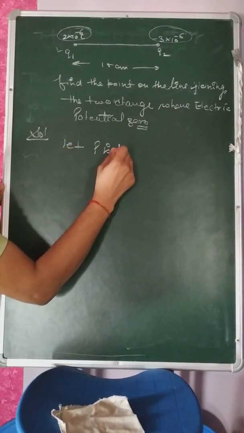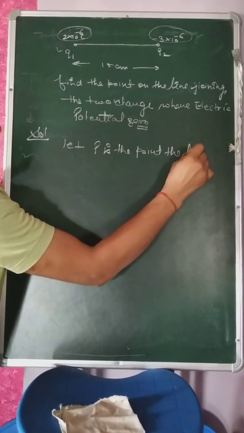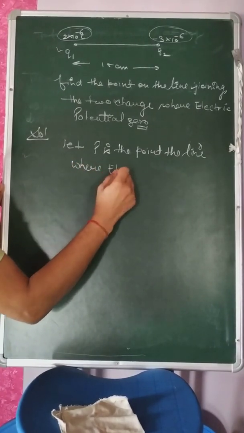Let me consider here for the solution that is the point on the line where the electric potential is 0.